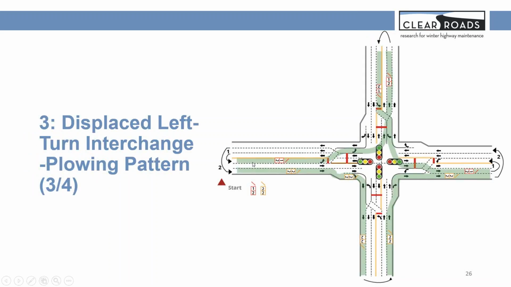And next, the 2 trucks will be separated. So truck 1 will clear the left turn lane. It's where they start. Truck 1 will start pass number 2 to clear the left turn lane.